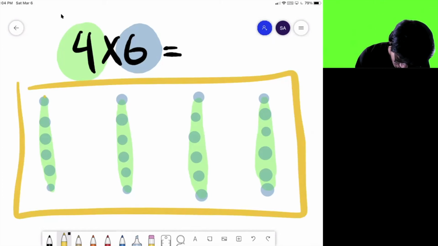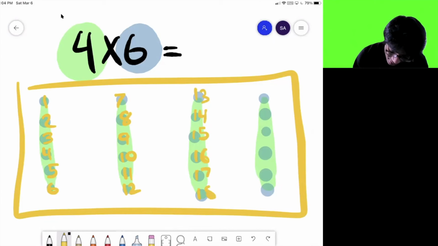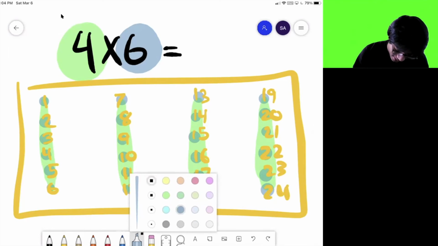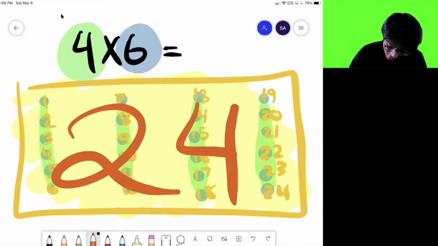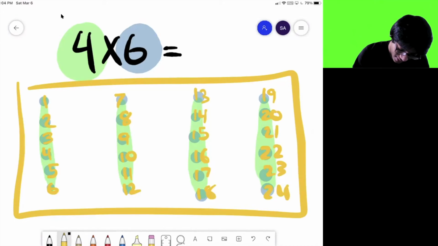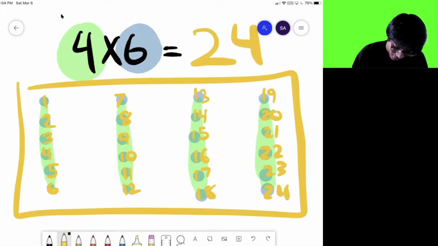I have 1, 2, 3, 4, 5, 6, 7, 8, 9, 10, 11, 12, 13, 14, 15, 16, 17, 18, 19, 20, 21, 22, 23, 24. So how many dots are in this whole shebang? Well, we just figured it out. There's 24 dots here. So 4 times 6 is going to be 24. Whoa, that was cool and weird.